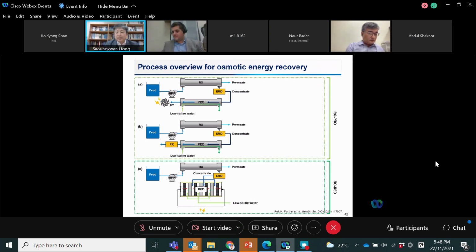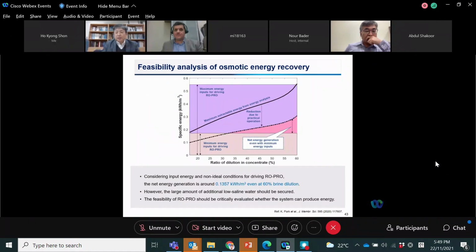RED exhibits a higher power density than PRO for seawater and river water, whereas the power generation of RED is less for the high saline water and river water pair. However, the amount of energy produced with the seawater and river water pair is still low for practical application. The application of PRO in practice is still challenging because PRO utilizes low saline water.